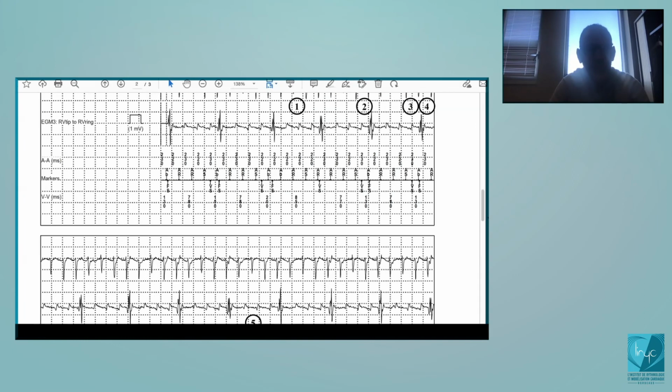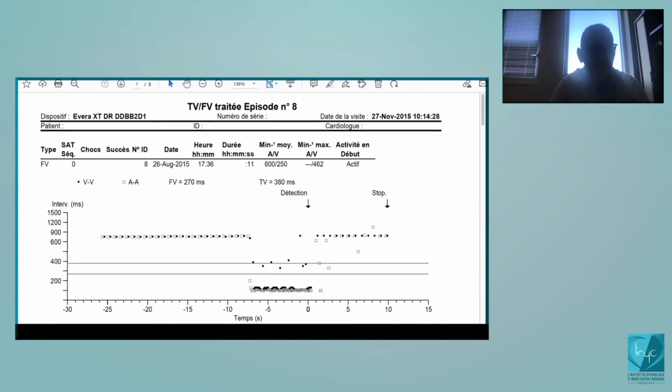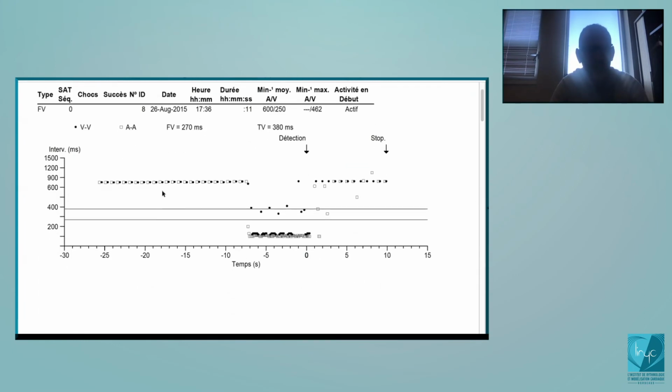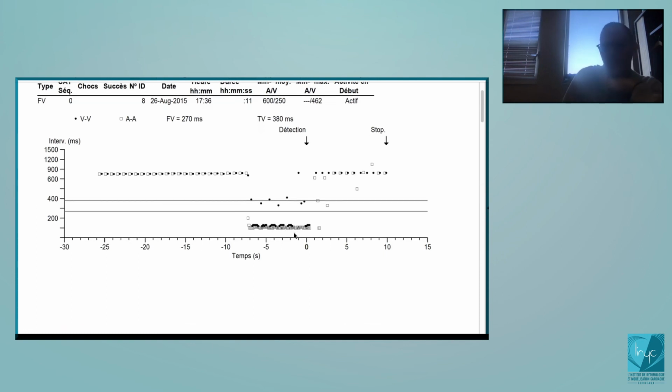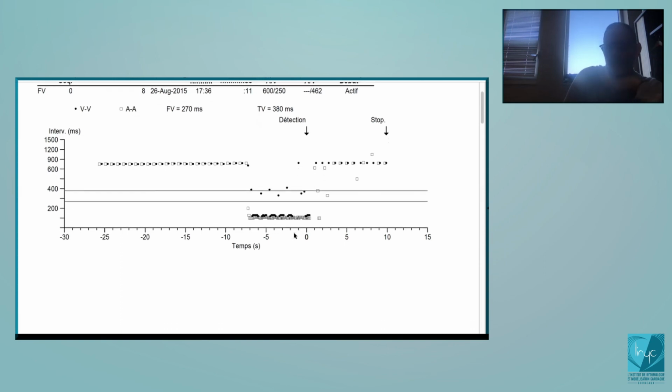Maybe one last tracing. What do you think here? So, initially normal rhythm, and then acceleration in both the ventricle and the atrium. So what do you think here? What could it be? Maybe an oversensing. Something oversensed, probably.